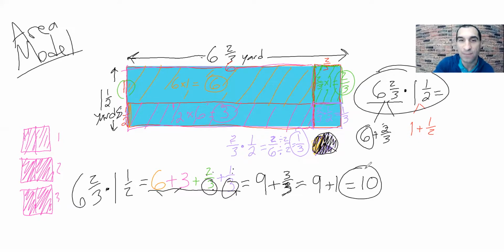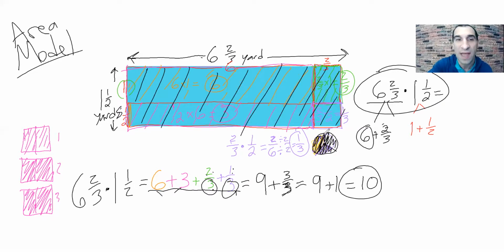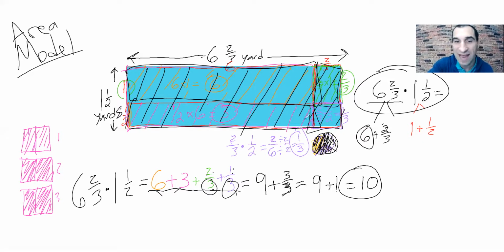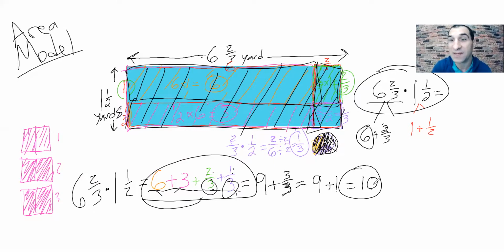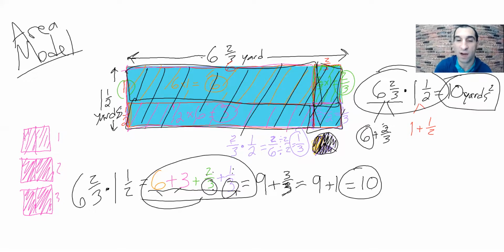So the area then, this whole thing, and if you notice, I took this whole thing, I broke it up into 4 smaller rectangles, and then I just added them all together here to get my 10. So 6 2/3 times 1 1/2 equals 10 yards squared, or 10 square yards.